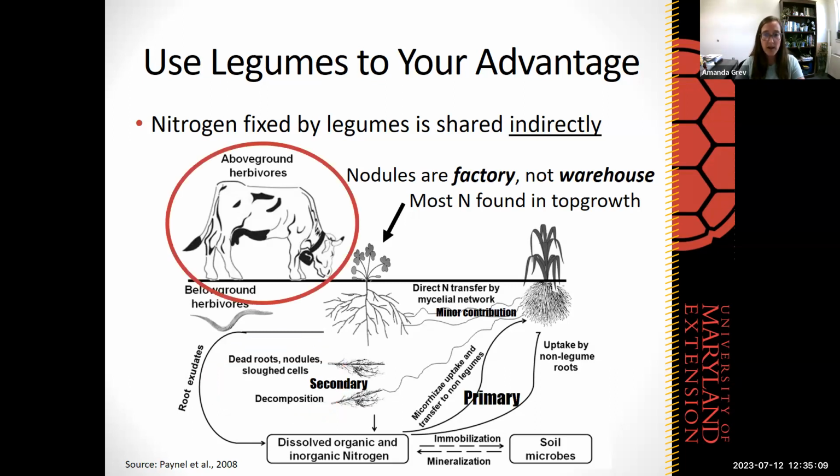But really the primary way, or one of the best ways to get these legumes to share their nitrogen, is by grazing a system, or having those aboveground herbivores which consume that top growth, which is where a lot of that nitrogen is found. And then as those animals are going to the bathroom and adding manure and urine into that field, that is a source of nitrogen that can be broken down and taken up by non-legume plants. So there's a lot of different ways that nitrogen is shared, but just remember that it's not just a direct share from legumes to grasses. There are all of these different complex processes that are happening for that to occur.